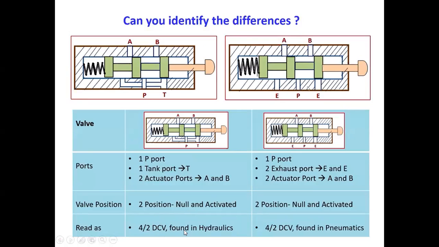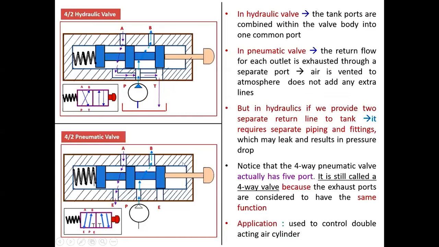This 4/2 DCV is found in hydraulics, and this 4/2 DCV is found in pneumatics. 2 exhaust ports, 1 port is extra here compared to the 4/2. This is used in pneumatics.